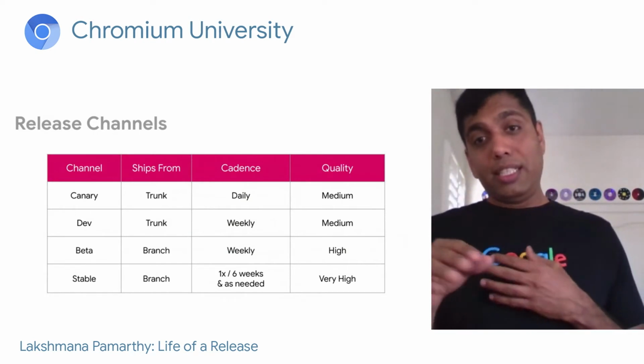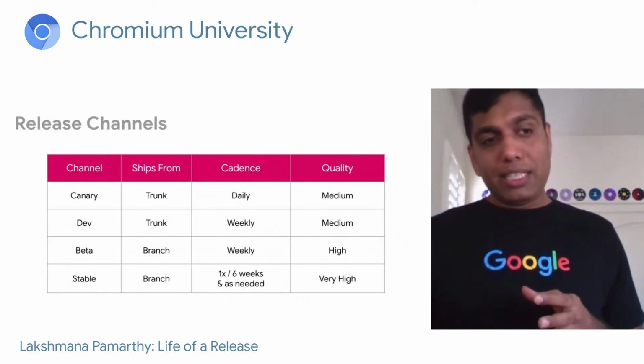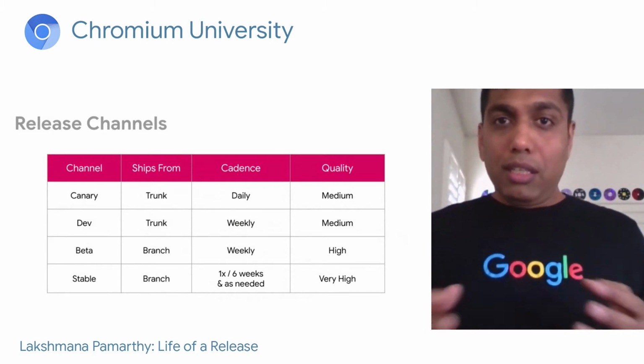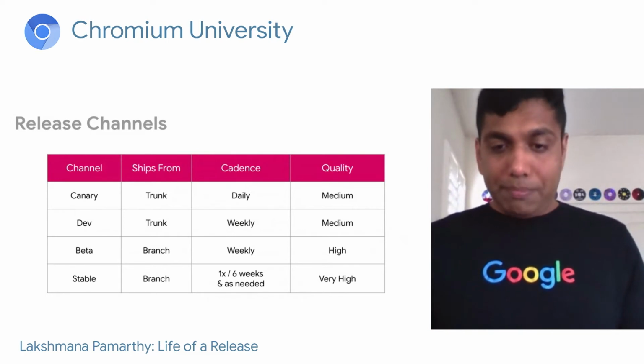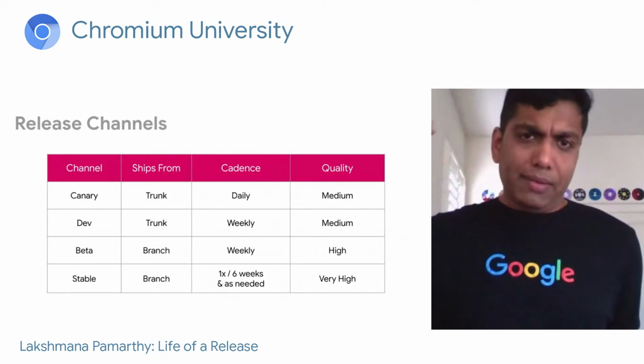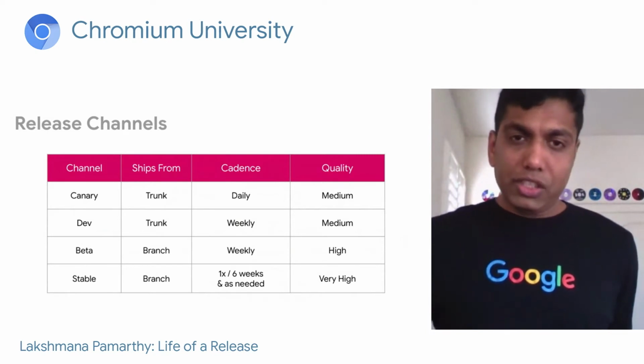But the point here is the quality of the stable channel is extremely high. We want to make sure we're doing the right thing for all the users of Chrome out there. So that is, in a snapshot, the 4 channels we have: Canary, Dev, Beta, Stable.